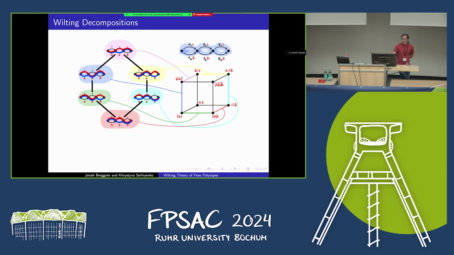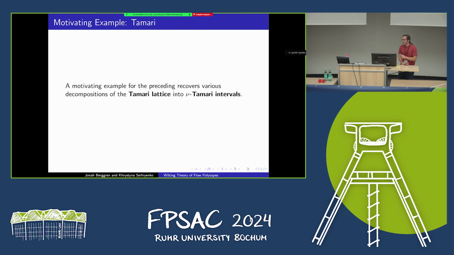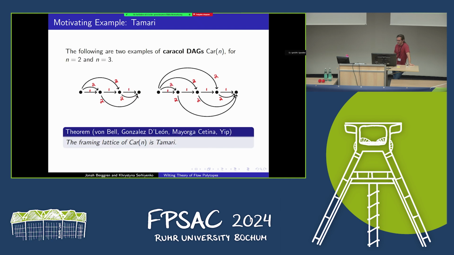So this is an okay picture, but I can show a nicer one. I can show a Tamari picture. And this is the original motivation for this project, was decomposing the Tamari lattice into new Tamari intervals. Of course, the Tamari lattice is quite a classical combinatorial lattice. Lots of people at this conference have had interesting things to say about it.